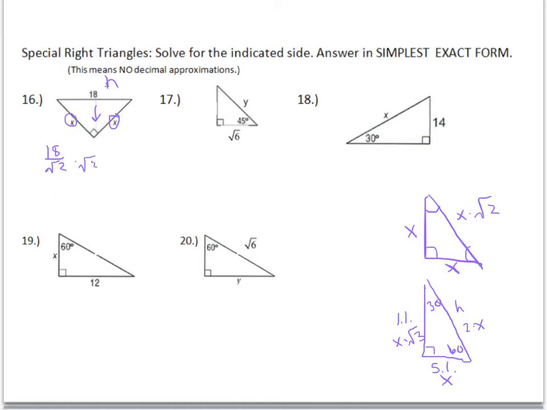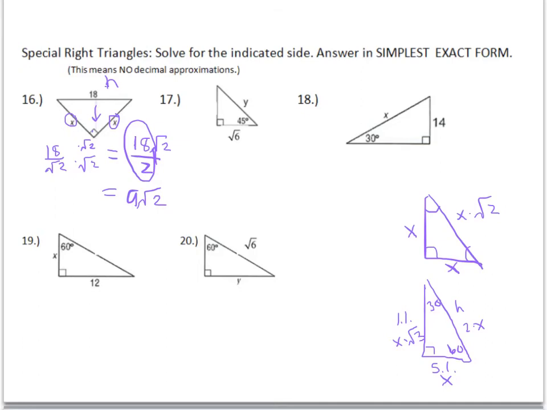Basically what that means, I need to rationalize. Multiply by a factor of 1 that gets rid of that square root in the bottom. Well, that would be root 2 over root 2. That gives us 18 root 2 over 2. The 18 and 2, both outside, can simplify down, and we get 9 root 2.